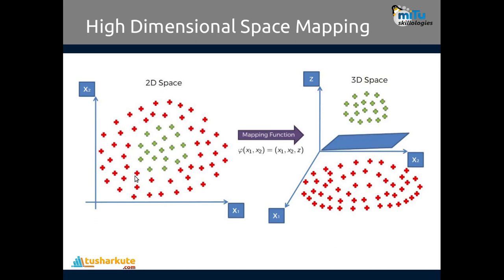See, so all the red are coming in this x1 and x2, and all the green are coming in this z and x2. Okay, so they are separated. So these all points are separated from this space to this space, like this. Check it out. But it will not work always in this particular way. If I am changing my mapping function, then the classification can be separated. We can convert low dimensional space into high dimensional space, and then separations are possible.